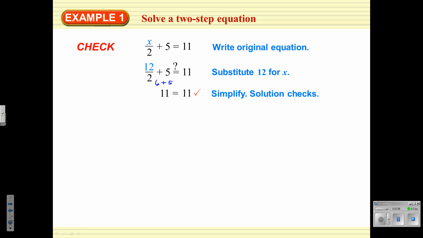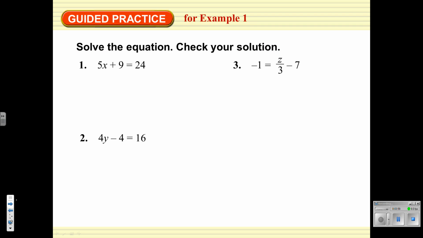Okay? All right, so here's your guided practice. Each of these is a two-step equation. Make sure you focus on the side with the variable, but go ahead and pause the video and do these three problems. Remember, we're going to undo addition and subtraction first, then we do multiplication and division. It's like we go backwards through the order of operations. So pause and work.